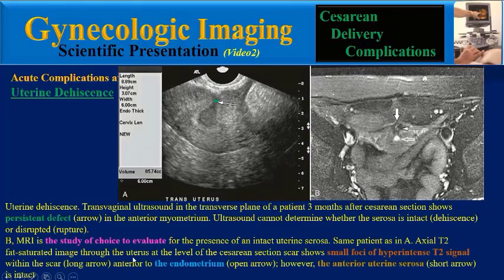MRI is the study of choice to evaluate for presence of intact uterine serosa. Same patient as A. This axial T2 fat-saturated image through the uterus at the level of the cesarean section scar shows small foci of hyperintense T2 signal within the scar anterior to the endometrium. However, the anterior uterine serosa is intact, suggestive of uterine dehiscence.